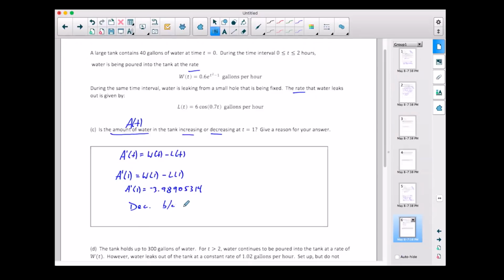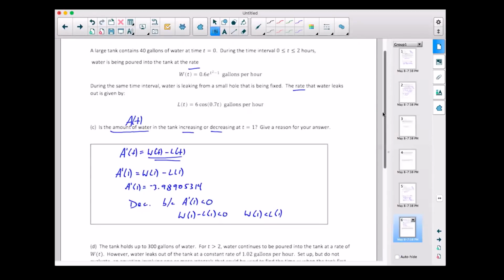And for our explanation, there's a lot of ways we could say it. We could say it because A prime of 1 is less than 0. By the way, I can say this because I already defined what A prime is, right? I said very clearly that A prime is W minus L. You also could have said because W of 1 minus L of 1 is less than 0. Or you could have said because W of 1 is less than L of 1. All of those are synonymous with each other, and they would all receive the credit.